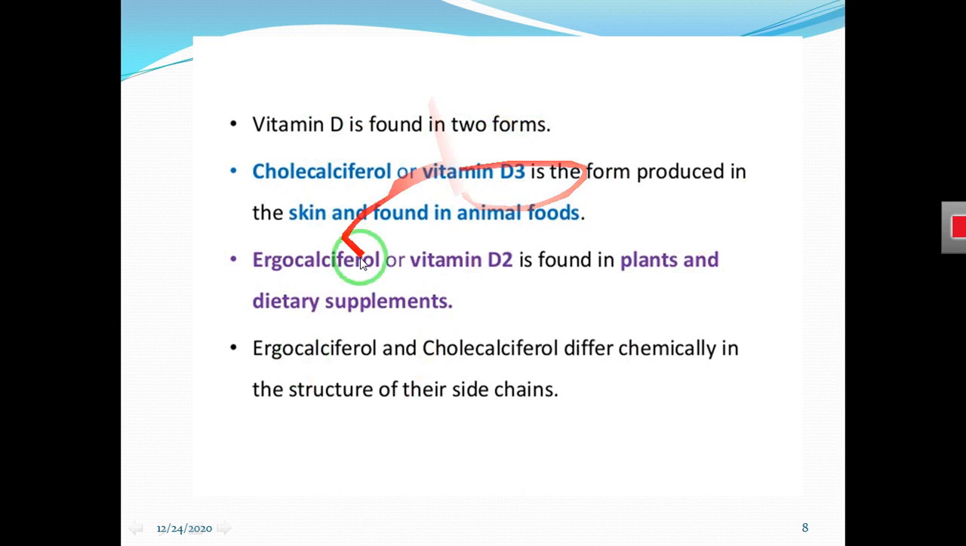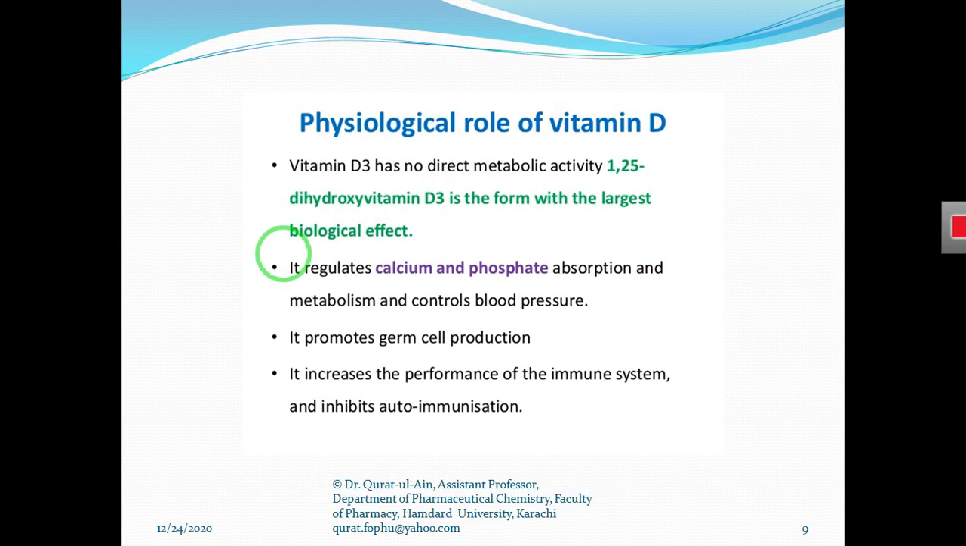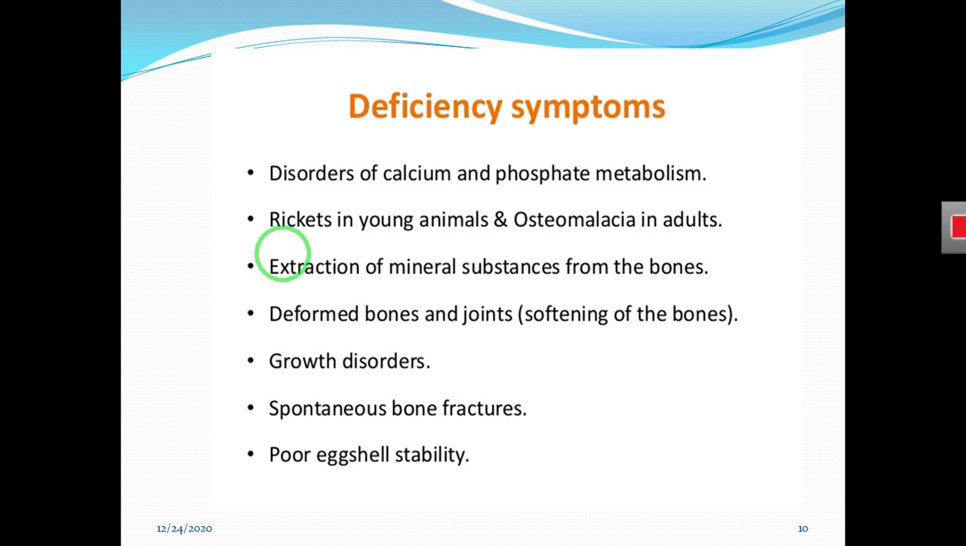having two forms, that is vitamin D2 and D3. D3 is cholecalciferol, and D2 is ergocalciferol. These vitamins are also involved in different physiological and metabolic processes of our body. Especially vitamin D is involved in the good performance of our immune system, and deficiency of vitamin D leads to different growth disorders.